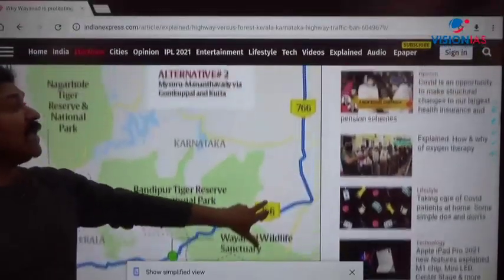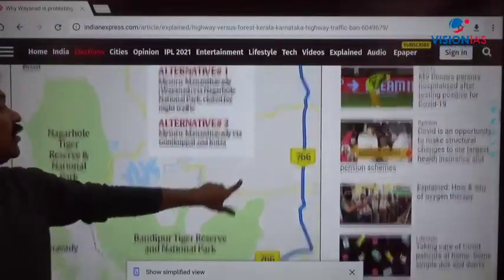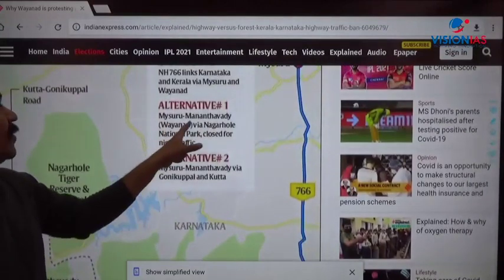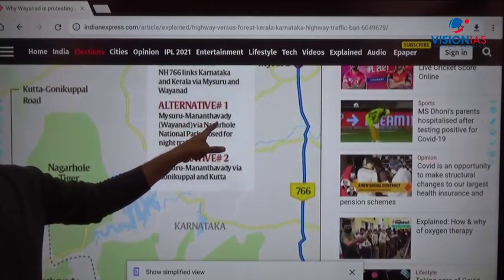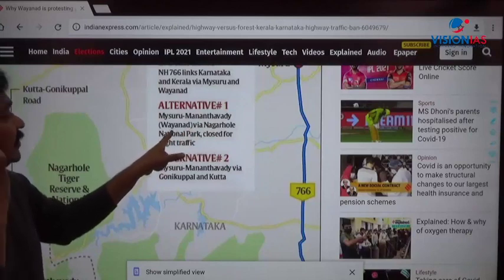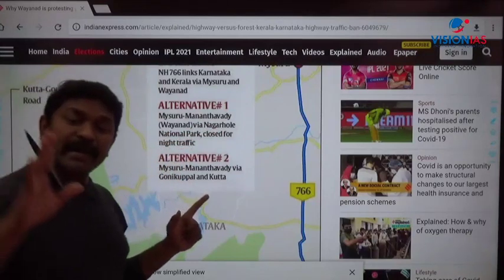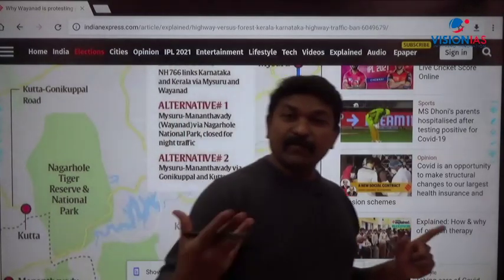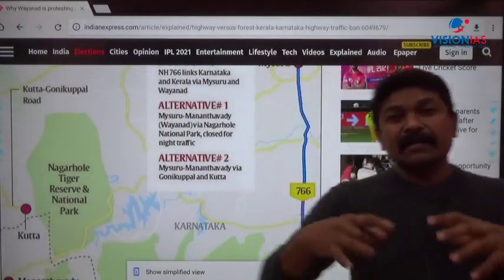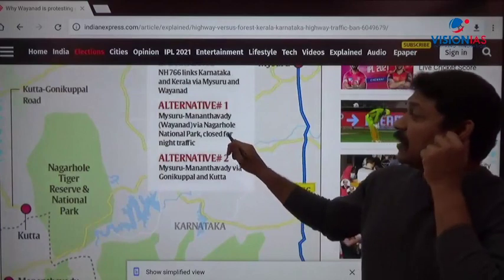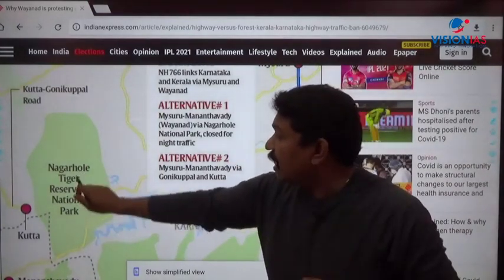The Supreme Court is asking to explore alternative ways. See the alternative ways. Mysore, Manathavady, this is another area. This is via Nagarhole. Where is Nagarhole? Nagarhole is again a tiger reserve which falls under Karnataka. The boundary between Karnataka and Tamil Nadu is here, the Nagarhole Tiger Reserve.